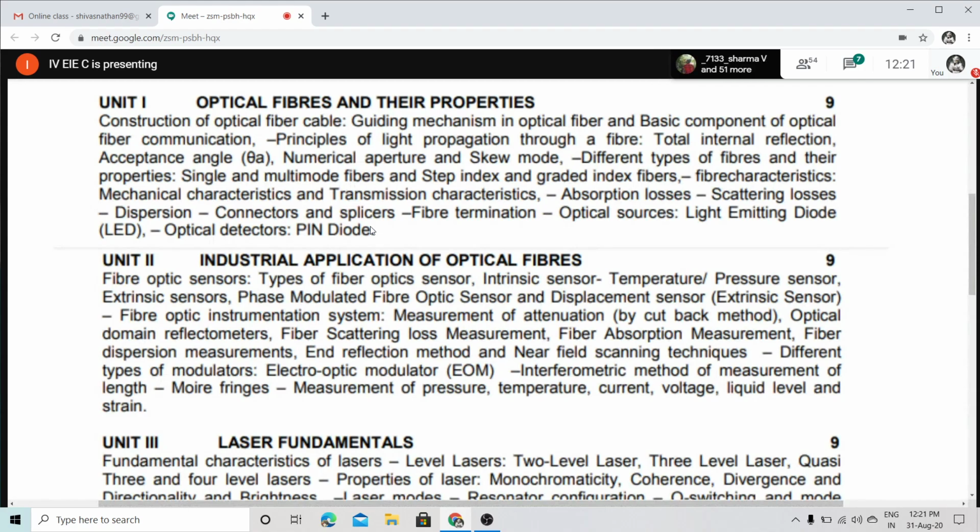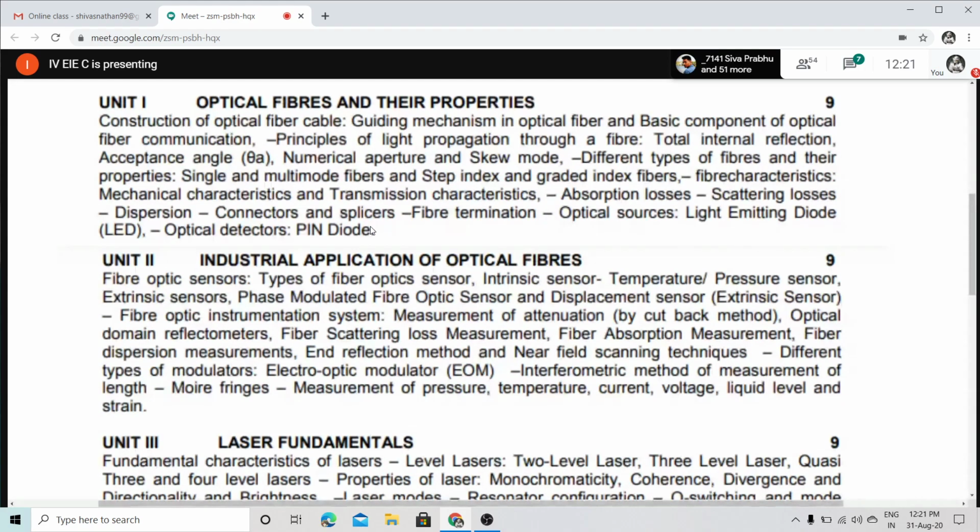Clear? So I want to make this clear for you. So fiber optic sensors are classified into 2 types. One is going to be intrinsic and the second one is going to be extrinsic. So under intrinsic, you will discuss about temperature, pressure, and other variables, process variable measurements. And under extrinsic sensors, you will study about phase modulated fiber optic sensor and displacement sensor.